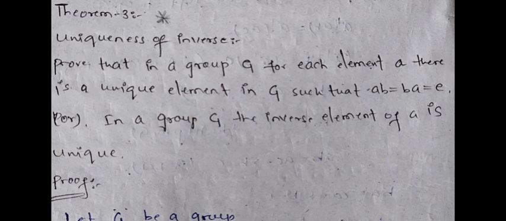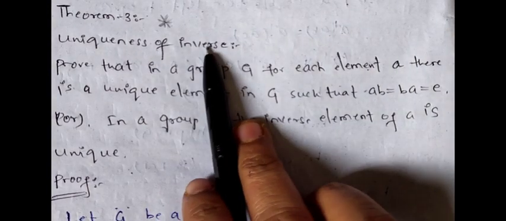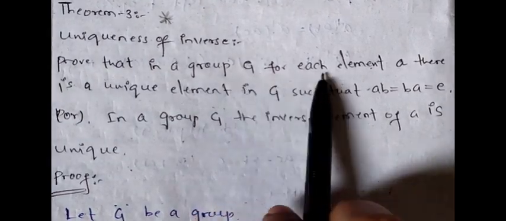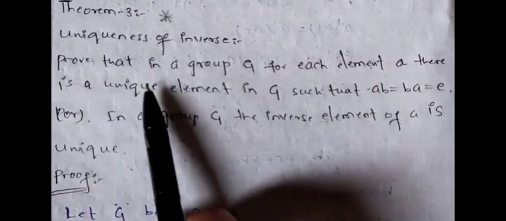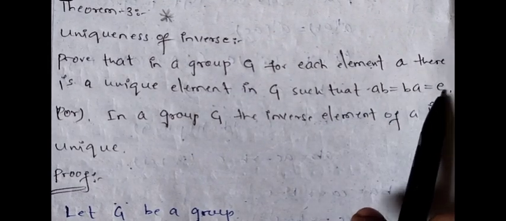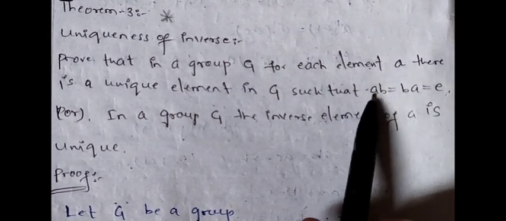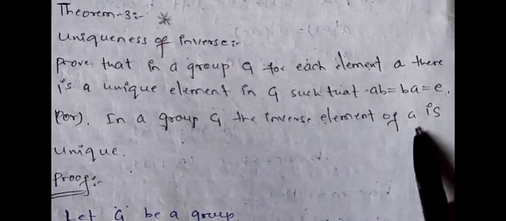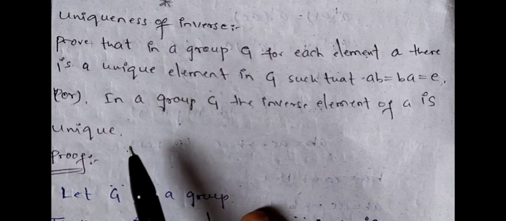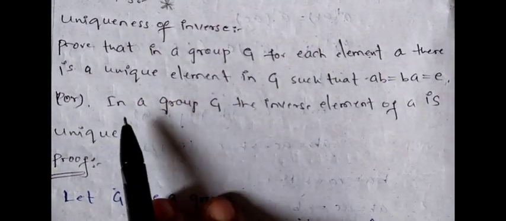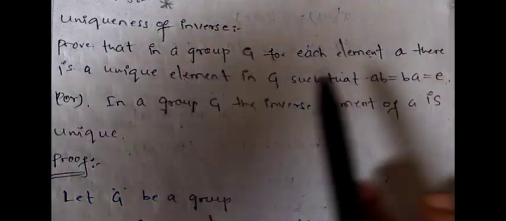Let us see the next theorem, uniqueness of inverse. Same conditions we are applying for this theorem also. Prove that in a group G, for every element A, there is a unique element B in G such that A into B equals B into A equals E, where B is the inverse element of A. In other words, we can say the inverse element in a group G is also unique. That means the identity element is unique, and at the same time the inverse element of any element is also unique.